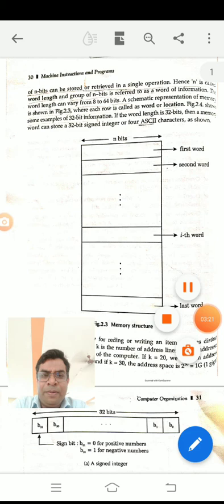The next is the little endian scheme, where lower byte addresses are used for the least significant byte of the word. This is used in Intel processors. Here, lower addresses contain the low order byte of the data.